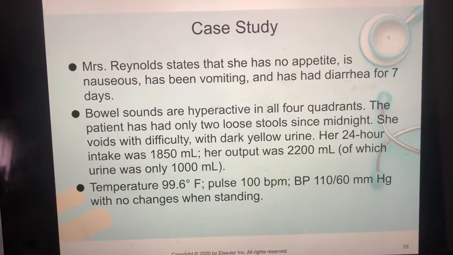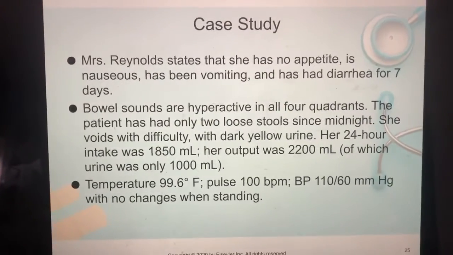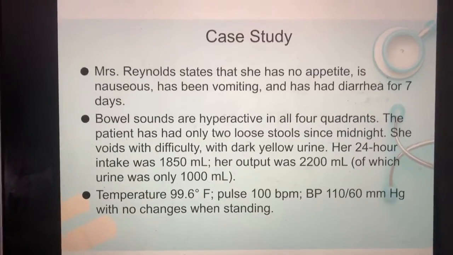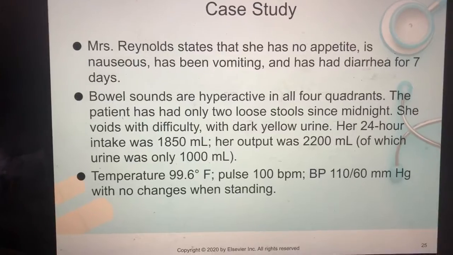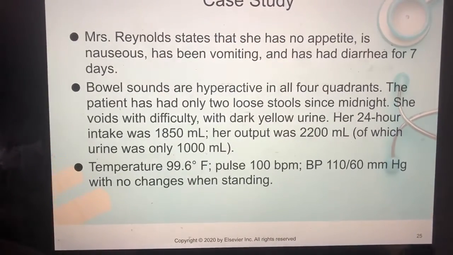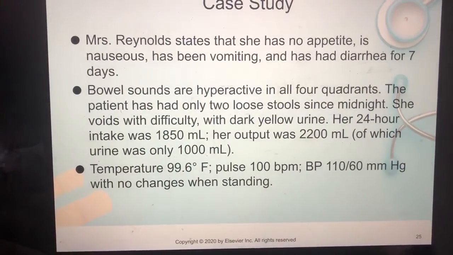Back to our case study, Mrs. Reynolds states that she has no appetite, she's nauseous, she's been vomiting, and had diarrhea for 7 days. Based off this, we can likely guess that she's going to be pretty dehydrated just from that alone. Her bowel sounds are hyperactive. She has had only 2 loose stools since midnight. She urinates with difficulty. She has dark yellow urine.